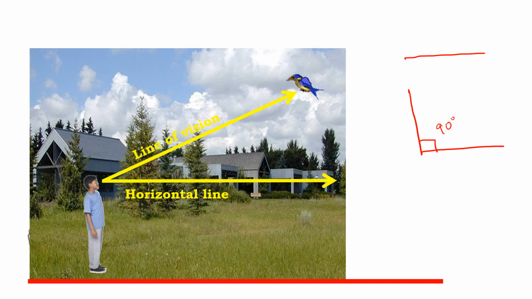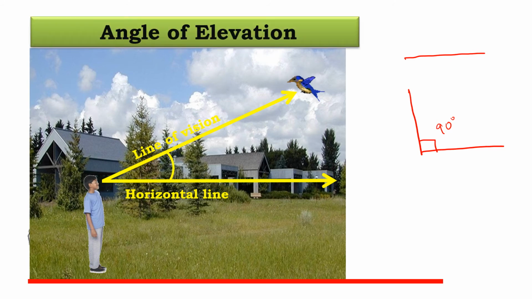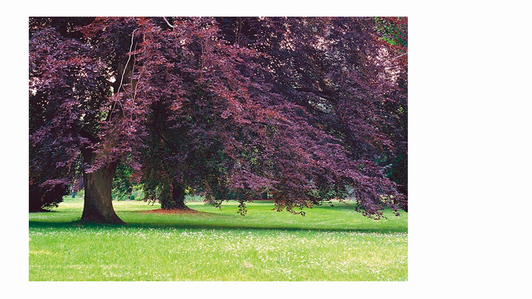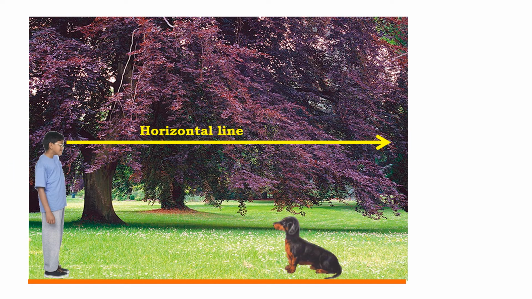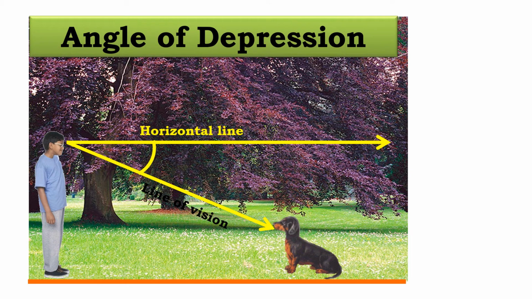When the horizontal line combines with the line of vision, it makes an angle, and that angle is known as the angle of elevation. Similarly, if you see upward, it's an angle of elevation, and if you see downward, you can see a dog over there, and the boy is seeing the dog, and this becomes an angle of depression. So understood, students? There are two types of angle: the angle of elevation, which we use when we see upwards, and the angle of depression when we see downward.